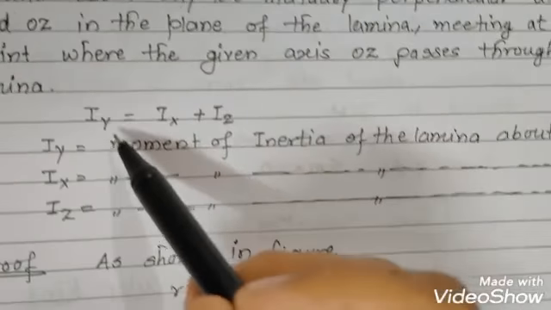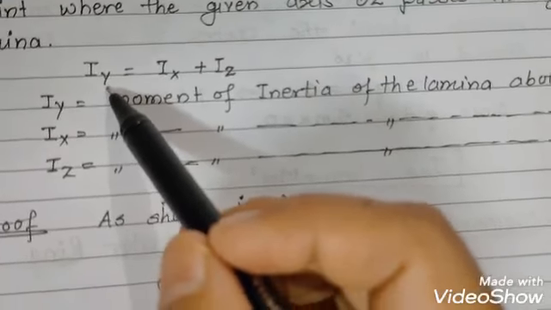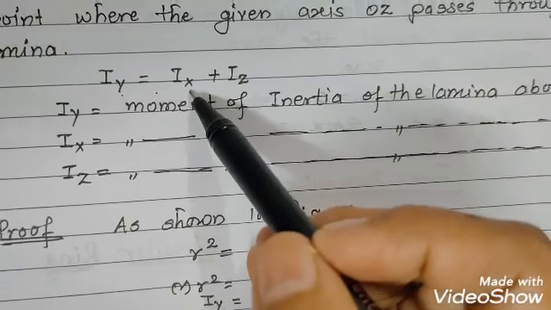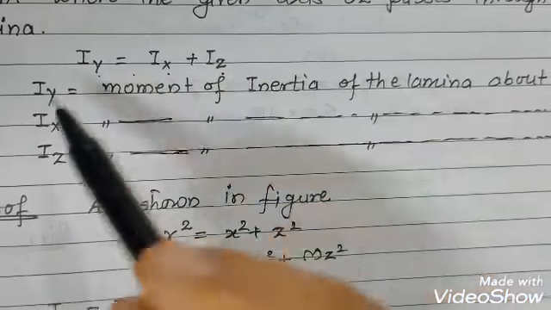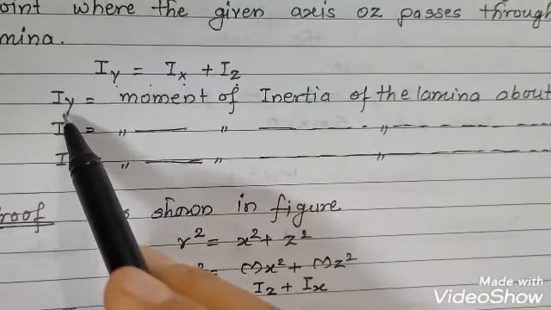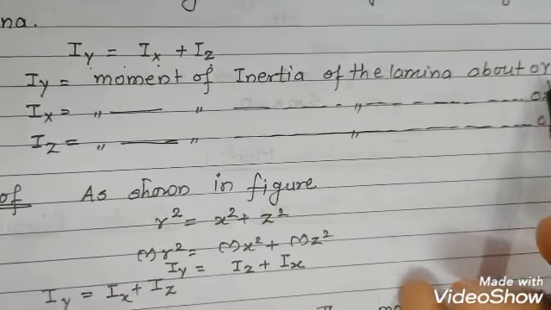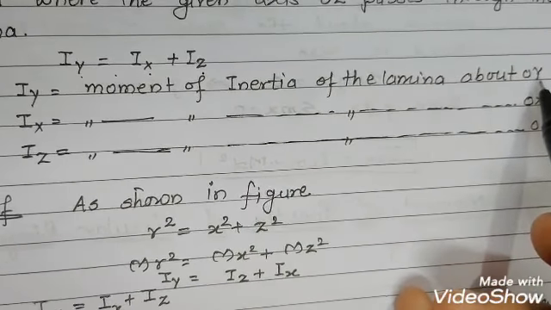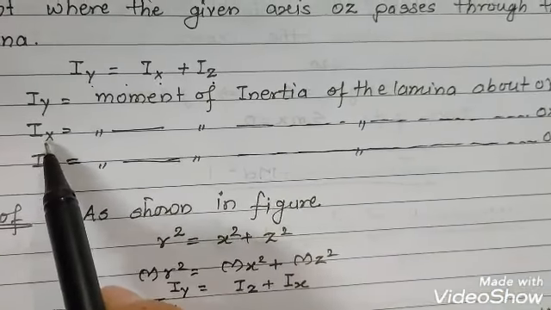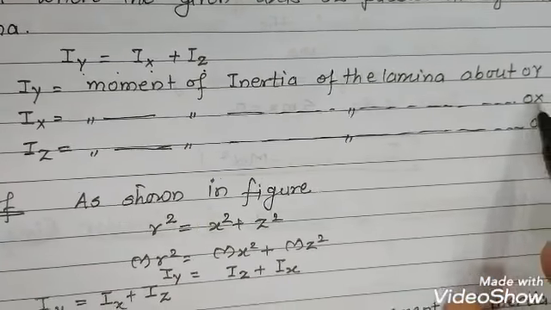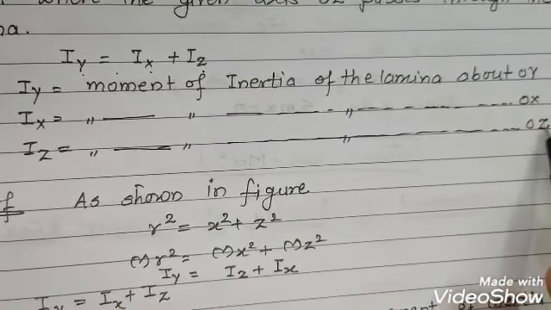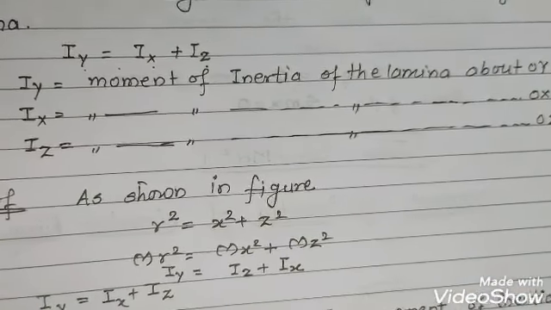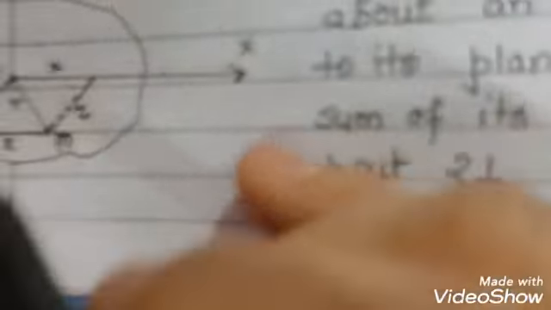Now we'll understand according to this: the moment of inertia about the y-axis is equal to the moment of inertia about the x-axis plus the moment of inertia about the z-axis. I have already explained that Iy is the moment of inertia of the lamina about Oy. Ix is the moment of inertia of the lamina about Ox, and Iz is the moment of inertia of the lamina about Oz.